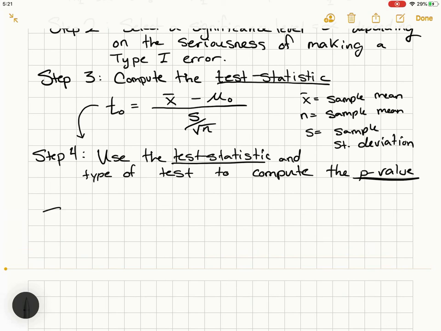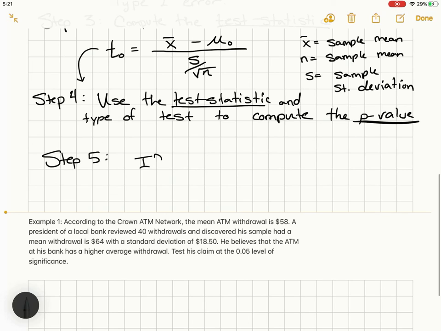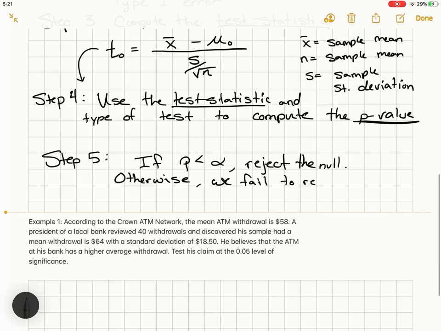And finally, if p is less than alpha, reject the null. That's familiar. Otherwise, we fail to reject the null. So we never accept the null or reject the alternate. It's one of these two decisions. All right. Keep watching part 2 of this series to see an example.